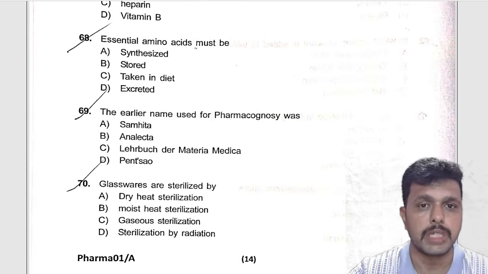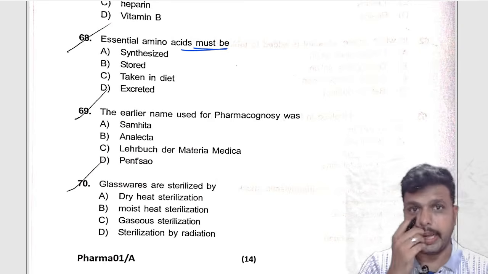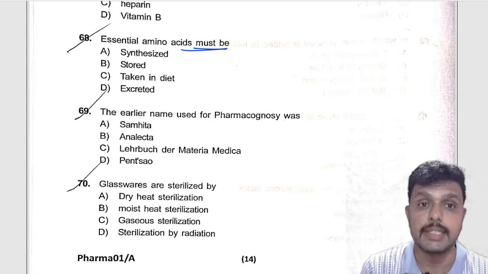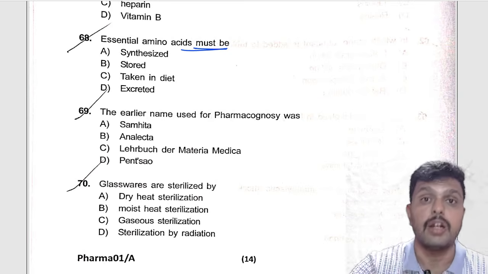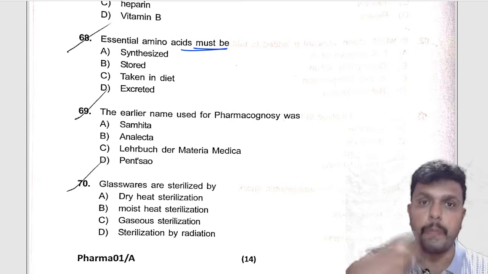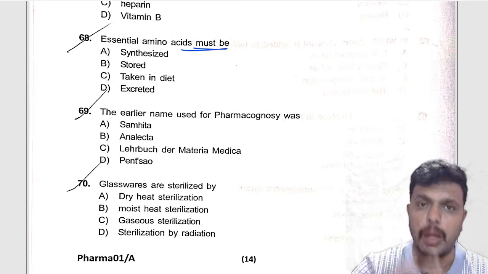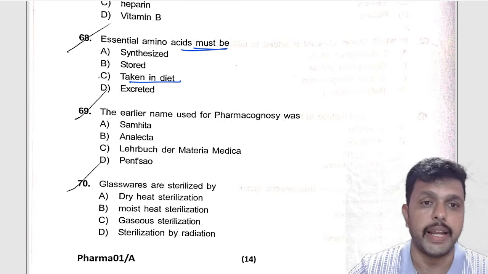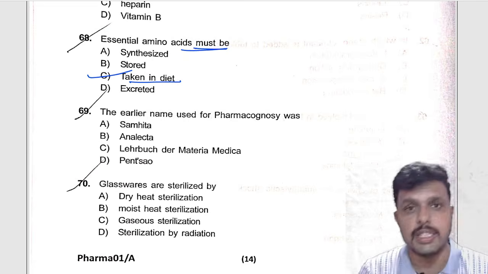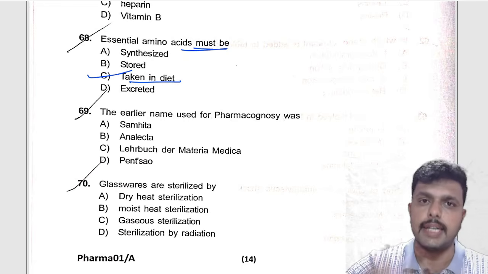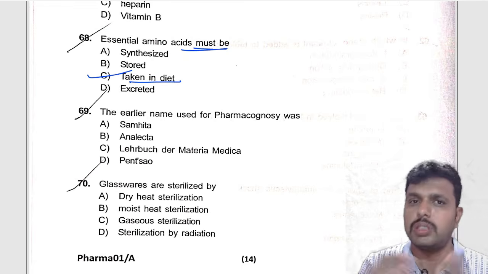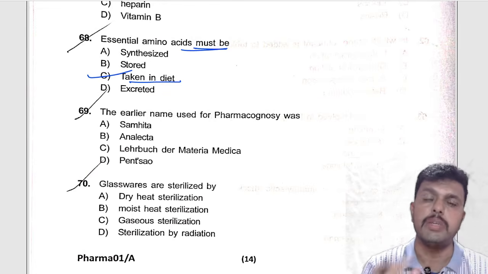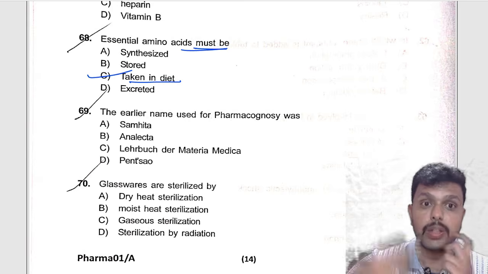Essential amino acid must be... Essential amino acid means what? Essential amino acids are not synthesized by the body. We must take them through diet only. So they are taken in the diet. Non-essential means the body itself synthesizes these amino acids because they are not needed from outside. Essential means we have to additionally take them through diet.